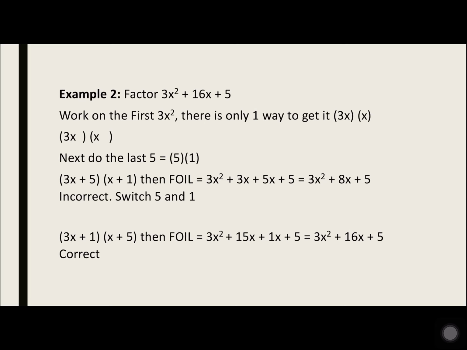So 3x plus 1, x plus 5. FOIL that out. 3x times x, 3x squared. 3x times 5, 15x. Inside, 1 times x, 1x. Last, 1 times 5, 5. Add the O and the I, 15x plus 1x equals 16x. So yes, that FOILs out, so that's correct.